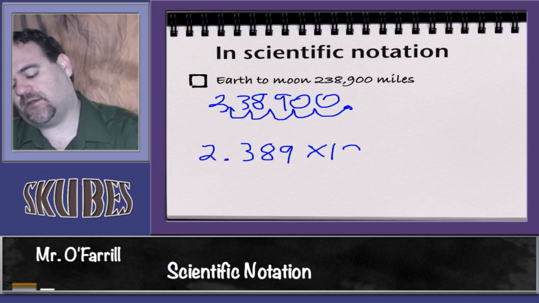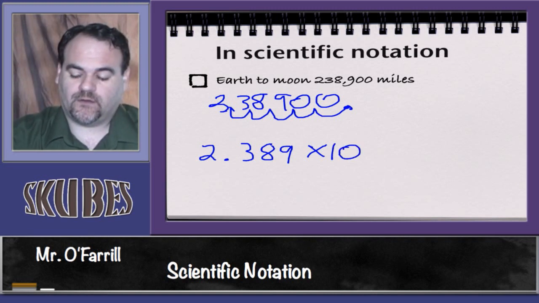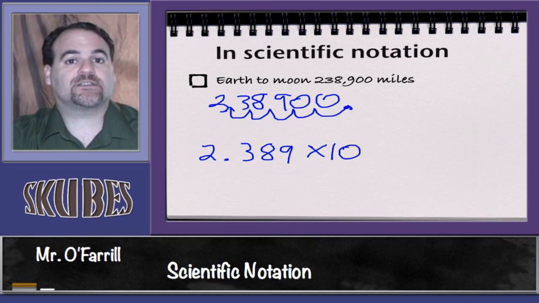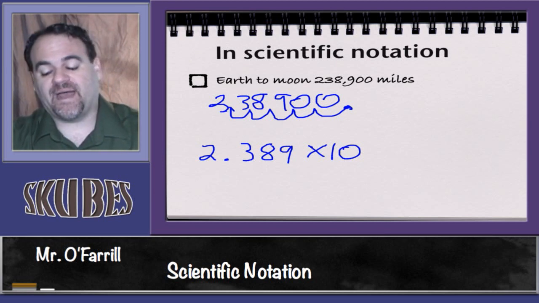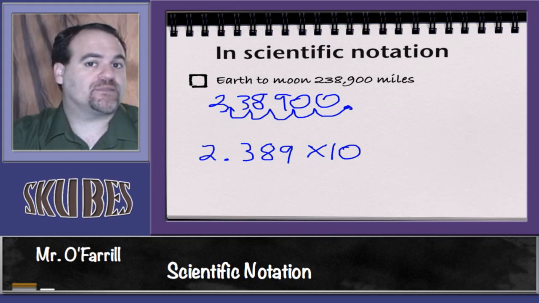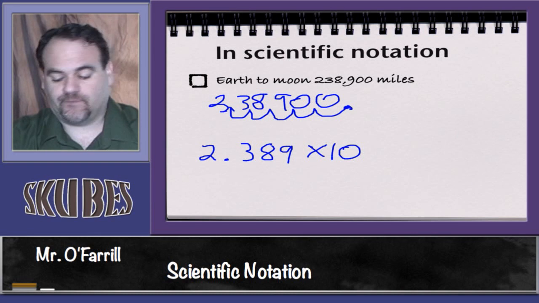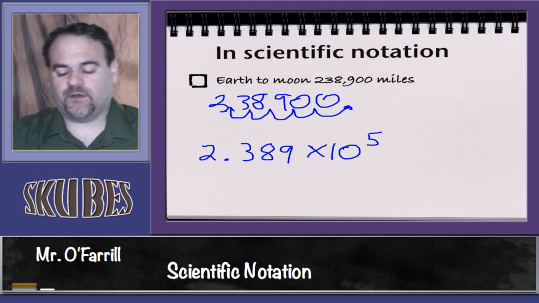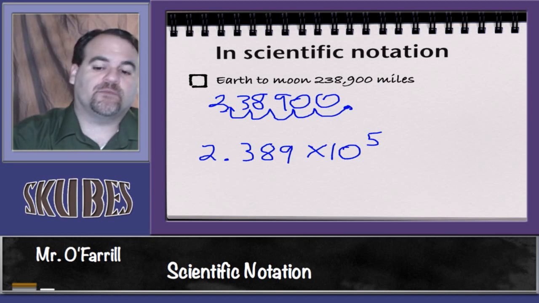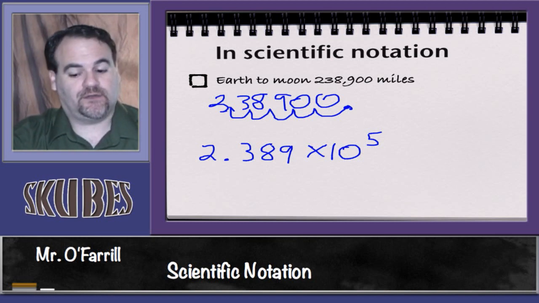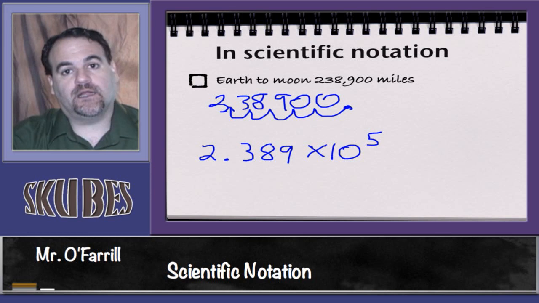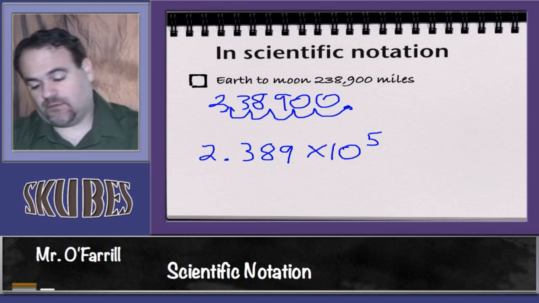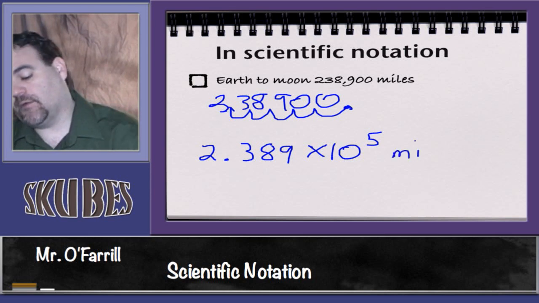Times 10 to the, well, how many places are we going to need to move this decimal back the other way if we want to turn it into what we did here? How many jumps or hops did we have? We had 5 of them. And there you go. The distance from the Earth to the Moon in scientific notation is 2.389 times 10 to the 5th power miles.